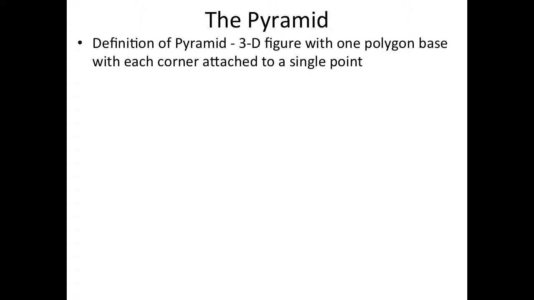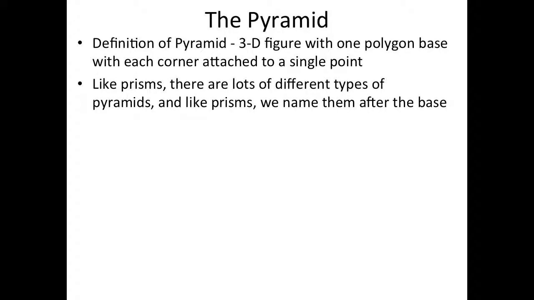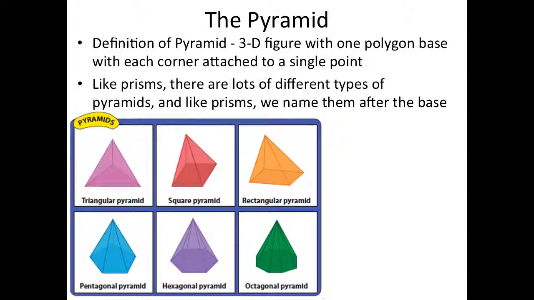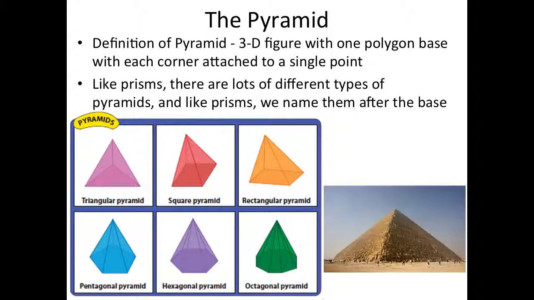All right, let's move on to what I call pointy shapes, pyramids and cones. I'll start with a pyramid. The pyramid is a 3D figure with only one polygon base, and each corner is attached to a single point. Like prisms, there are lots of different types of pyramids, and like prisms, we name them after the base. So there's a triangular, square, rectangle, pentagon, hexagon, and octagonal pyramid. These are all pyramids. And of course, the most famous pyramids are the pyramids in Egypt. And you can see at the bottom of those, there's actually people there. It gives you a sense of how big that pyramid is.